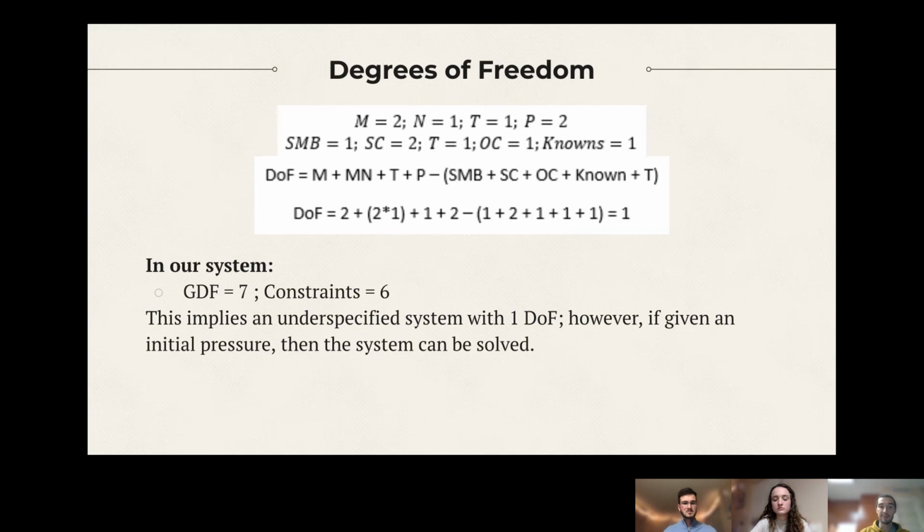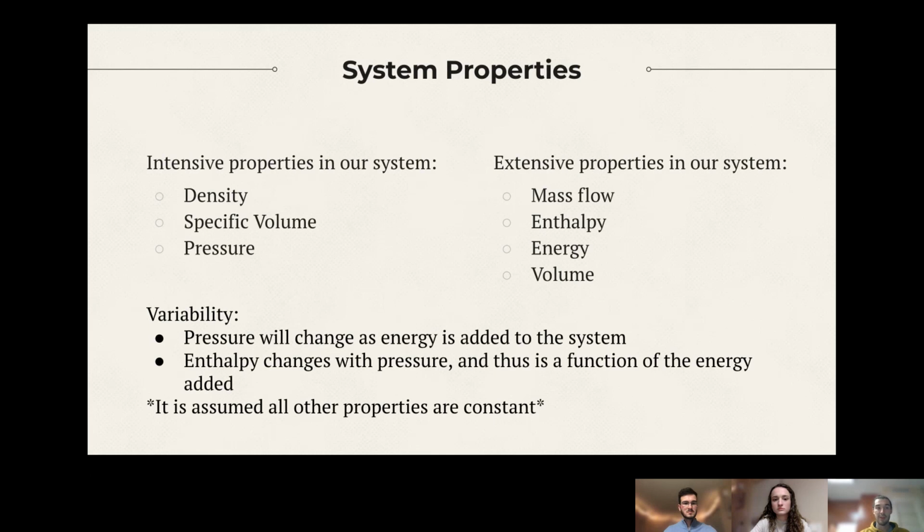Next, I'm going to talk about system properties. An intensive property is one that is material specific and does not depend on the amount of the material. In our system, there are 3 main intensive properties that apply: density, specific volume, and pressure. With this being stated, pressure is the only intensive property in a pump that changes, as there is an increase in fluid pressure once it flows out of the pump.